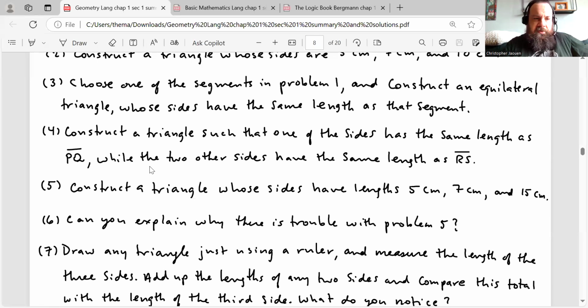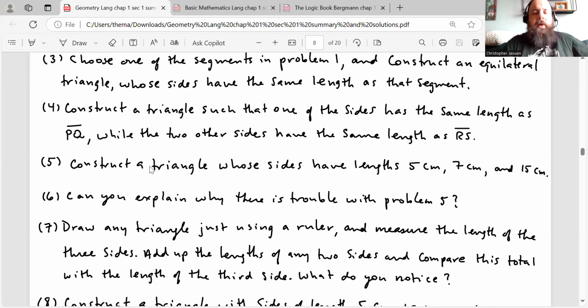All right, so that's question 5. Question 6, can you explain why there is trouble with problem 5? And the problem is that 5 plus 7 is less than 15. That's why it doesn't work.